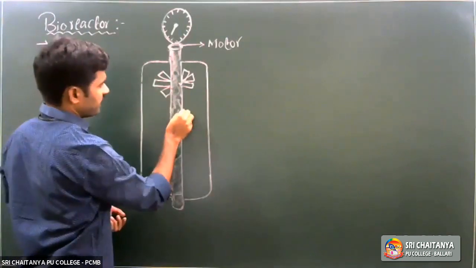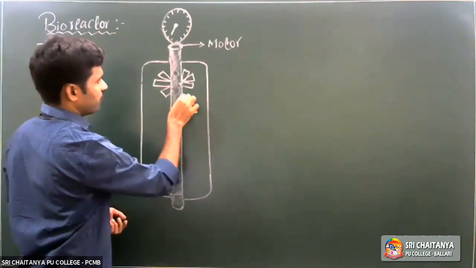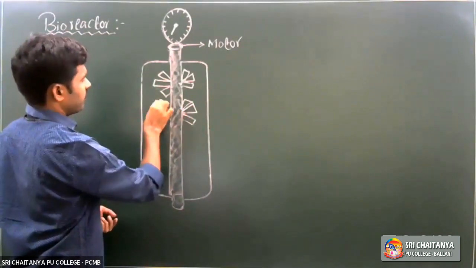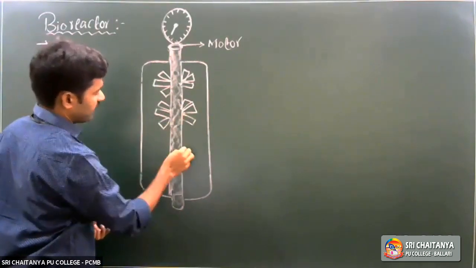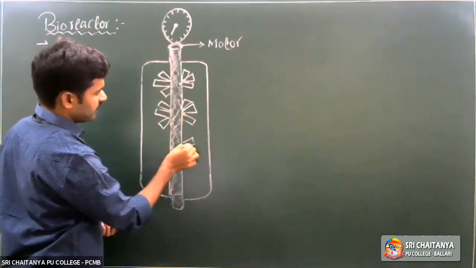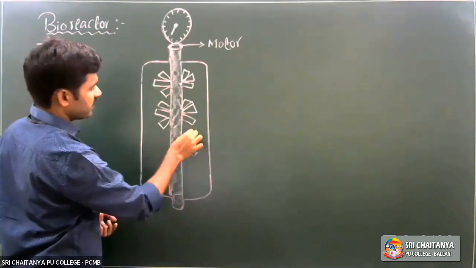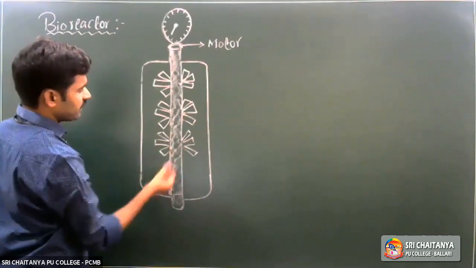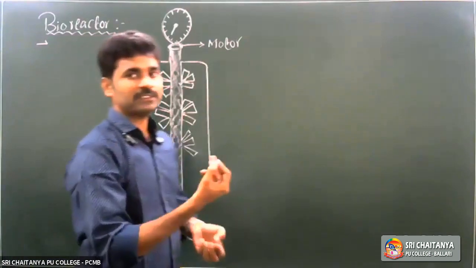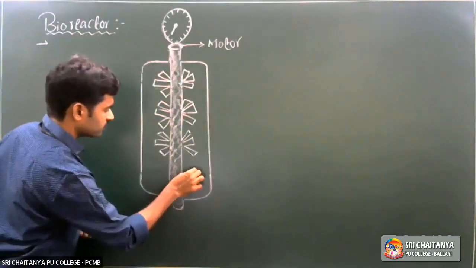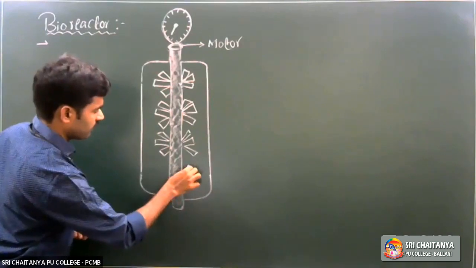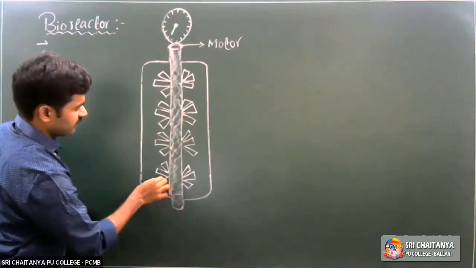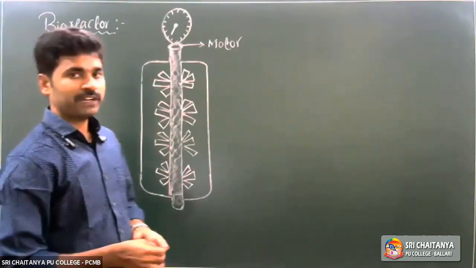Come to here. This is the flat blade impeller. What is the use of the flat blade impeller? It helps in agitating, which means mixing of the reactor contents properly. This is the stirrer actually, and that stirrer has a flat blade impeller and foam breaker.